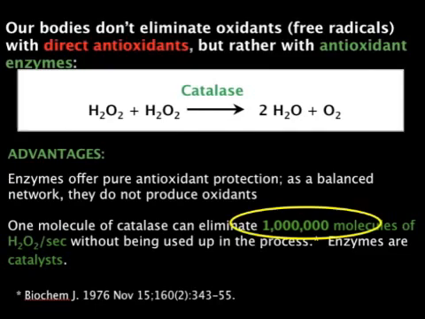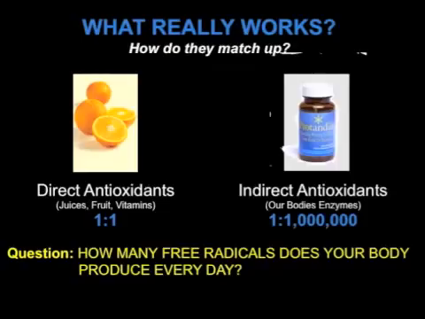However, the green, it appears, is not showing up in this. One molecule of catalase can neutralize up to 1 million free radicals per second, every second, and it's actually in green, so you can't see that. Sorry about that. So what really works? How do these direct antioxidant and indirect antioxidant approaches match up to one another?